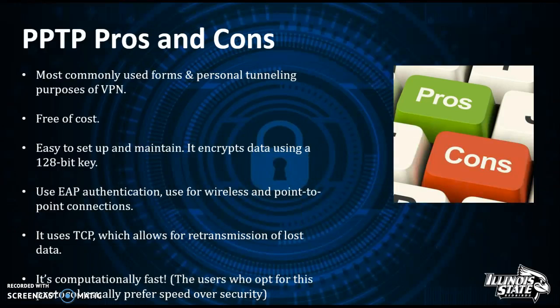So what are the pros and cons of PPTP? It is the most commonly used form of personal tunneling protocol. It is also free of cost and open source, easy to handle and easy to maintain. It also encrypts data using a 128-bit key and uses Transmission Control Protocol, which is TCP, which allows for retransmission of lost data. The main benefit of using this protocol is that it is computationally very fast and easy to handle, and it also uses EAP authentication used for wireless and point-to-point connections.